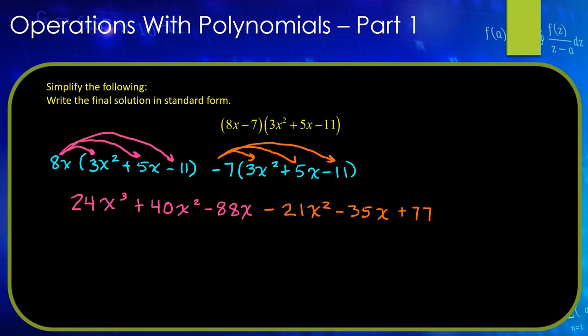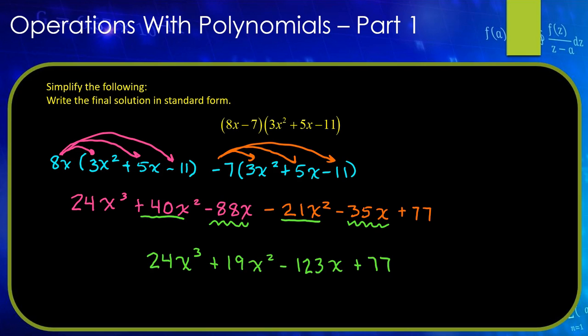Now I look for any like terms. And I can see the like terms here. I have the 40x squared and the minus 21x squared. I have the minus 88x and the minus 35x. So those will get combined. The 24x cubed and the plus 77 get left alone. So you'll see those in the answer.